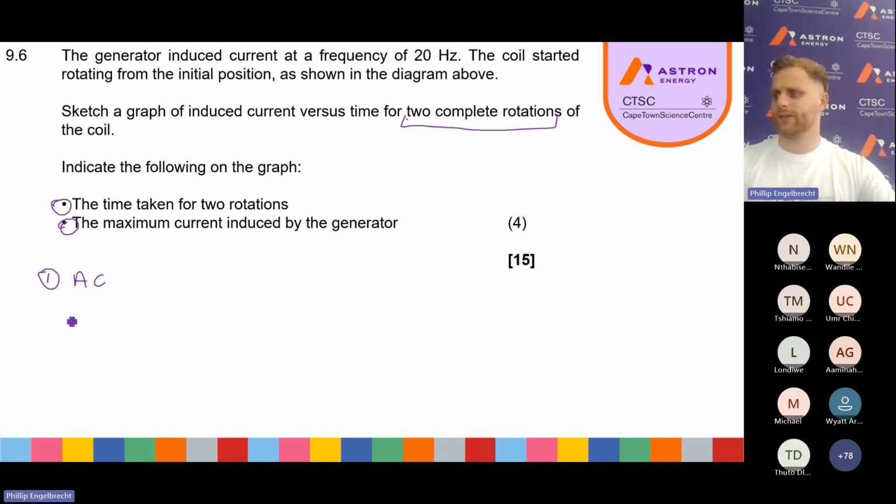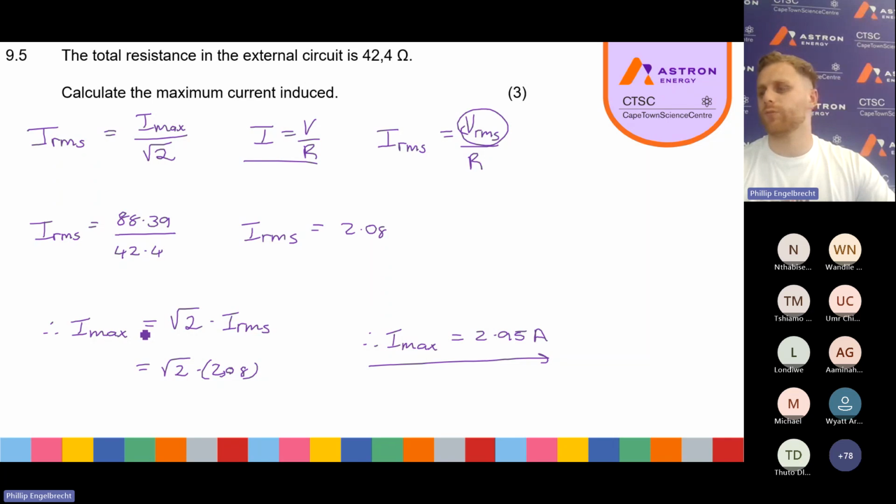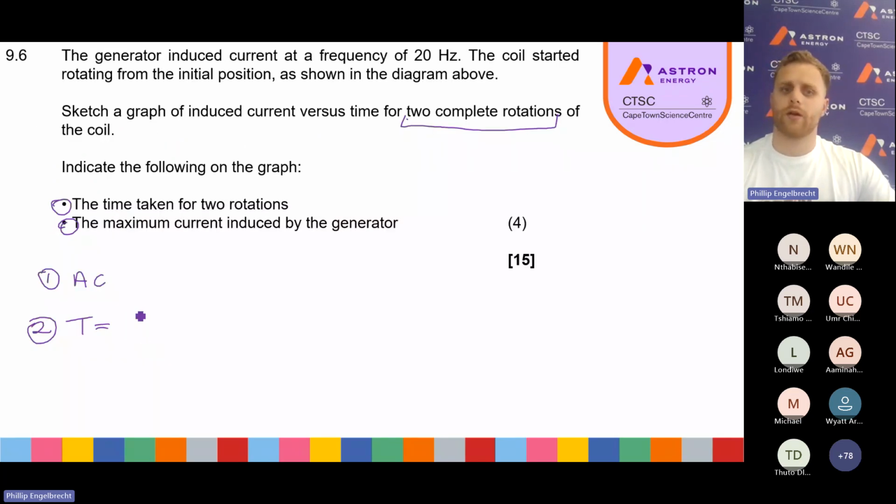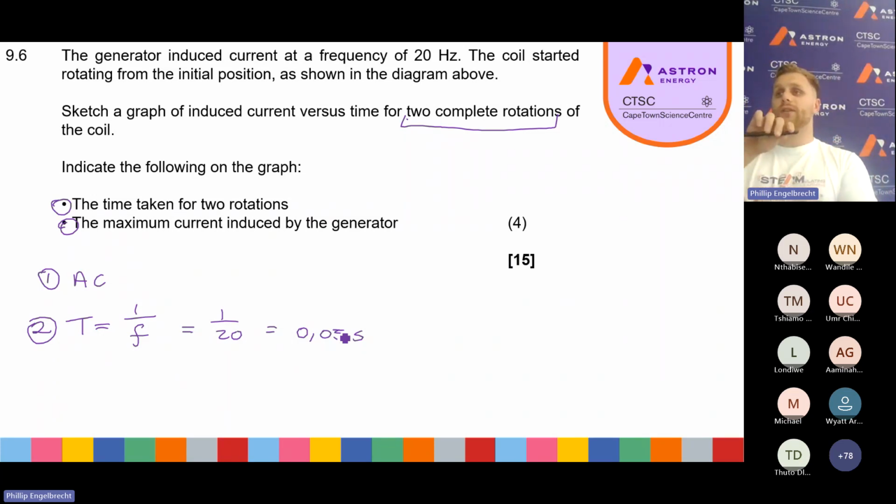Number 1, this is AC. That's the first thing I know. Number 2, what is the time for 1 rotation? Remember, time is equal to 1 over the frequency. Now, what's the frequency? It is 20 hertz. So therefore, 1 over 20 is equal to 0.05 seconds. So that's how long it takes for this thing to make 1 full rotation.